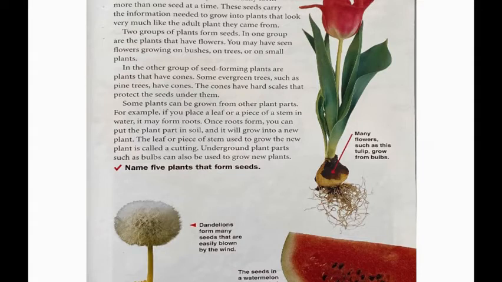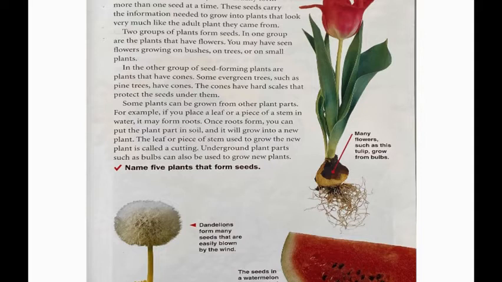Some plants can be grown from other plant parts. For example, if you place a leaf or a piece of a stem in water, it may form roots. Once roots form, you can put the plant part in soil and it will grow into a new plant. The leaf or piece of stem used to grow the new plant is called a cutting. Underground plant parts such as bulbs can also be used to grow new plants.